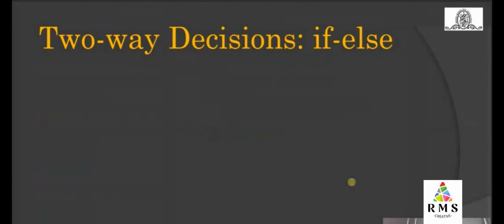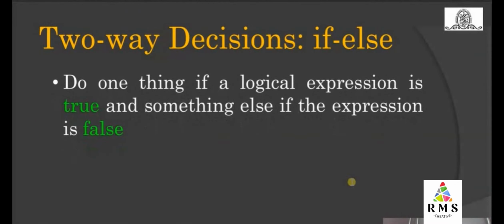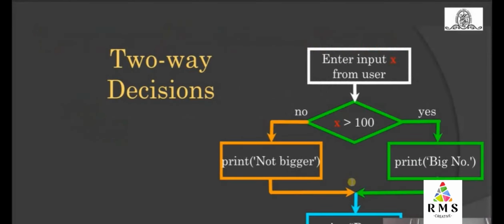Okay friends, now let us start with two-way decisions, if else. Already we have discussed this point before in the program of even and odd. So what is this? Do one thing if a logical expression is true and something else if the expression is false. So we are going to give both the conditions, what if true, what if false.